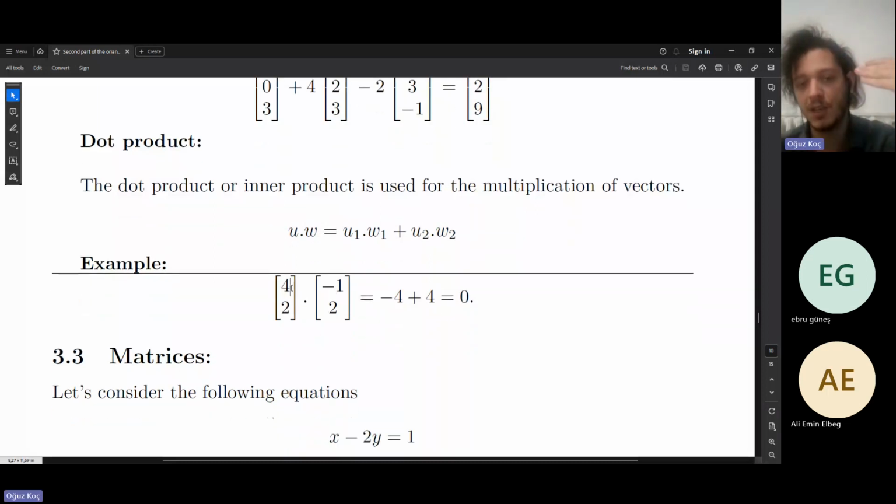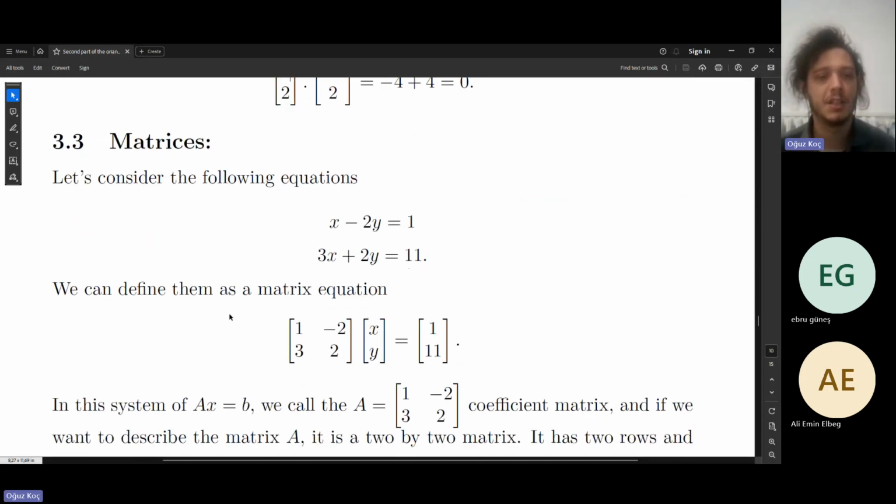In this example, we have 4 and 2 in the first vector, and in the second vector we have -1 and 2. And we want to estimate the dot product of these vectors. We just need to multiply the first elements of the vectors, which are 4 and -1. We multiply them and get -4, and plus 2 multiplied by 2, which gives 4, and as a result, we get 0 here.